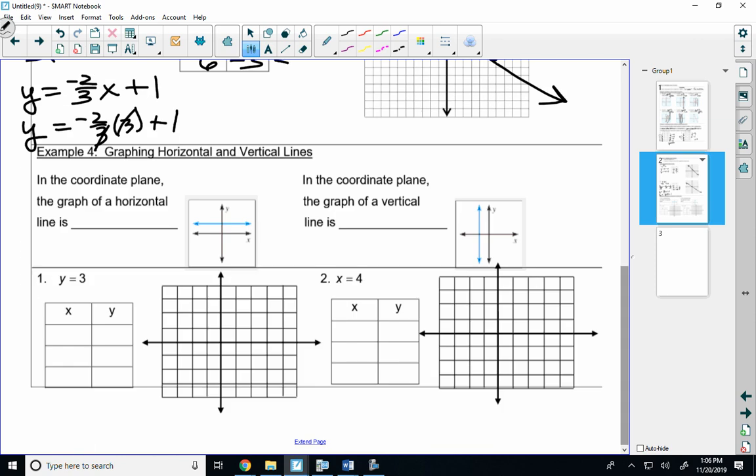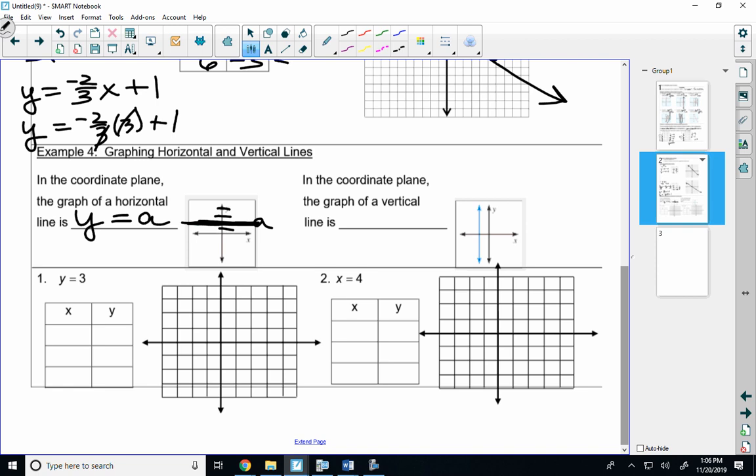Okay, coming down here, I think you have a couple problems like this on your worksheet. In a coordinate plane, the graph of a horizontal line is y equals some value. Y equals a, for instance. So if this is like the y value of a right there, then the horizontal line. Why is that? No pun intended. Because this line does not go up and down at all. It only changes x. So y remains the same.